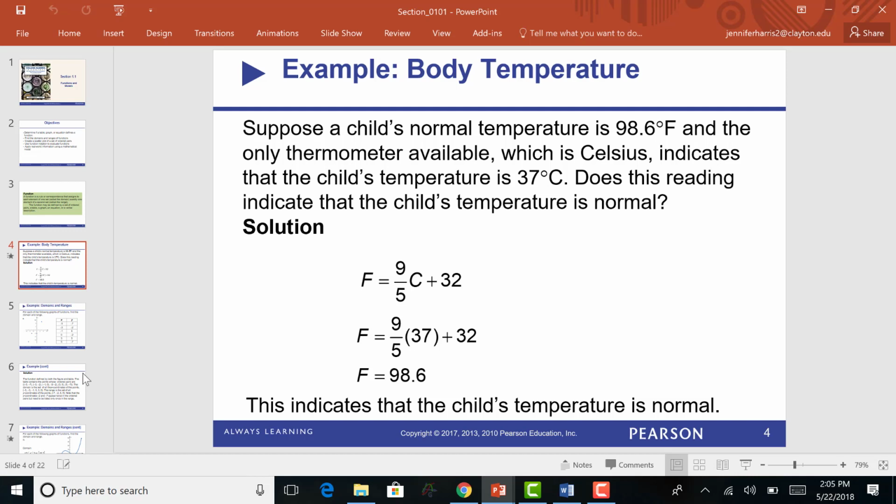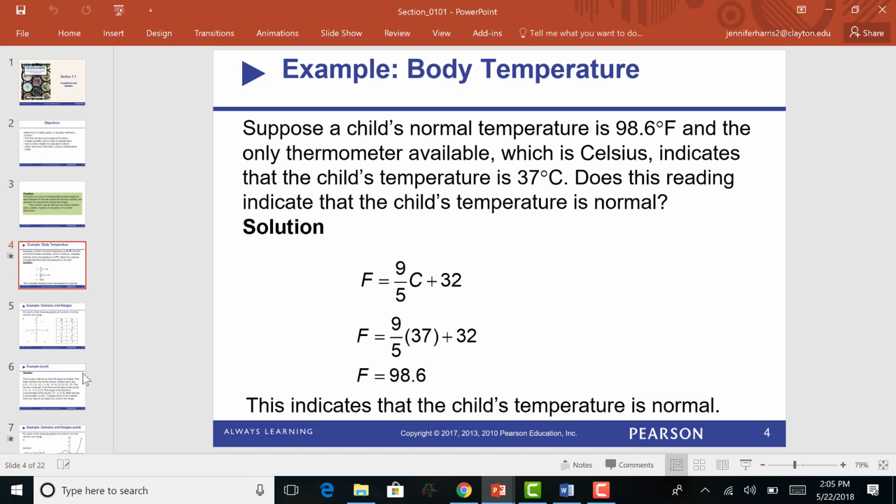So the question is, how would you know? If you had a thermometer and it was only a Celsius thermometer, how would you figure out if your baby had a temperature or not? You would plug it into this formula. So they're saying that there's a formula that we can use to plug in to see what the actual Fahrenheit temperature is. Because if you were in a different country, a lot of countries don't use Fahrenheit, they use Celsius.